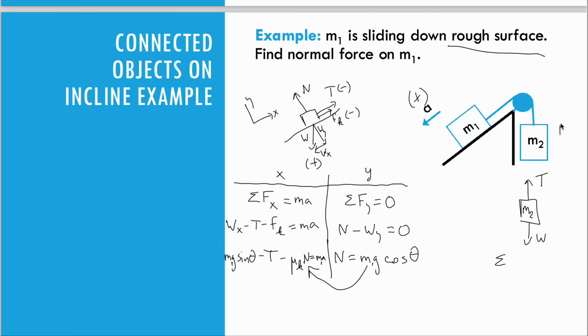For M2, there's going to be an acceleration upwards since M1 is going down over here. So we're going to call tension going up positive, weight going down negative. The sum of all the forces in the y direction will equal m2a. We're going to have T minus W equals m2a, and we can simplify this further by saying T minus m2g equals m2a. And this is a good example of how to set up Newton's second law when we have friction and connected masses. That's all for this review video.